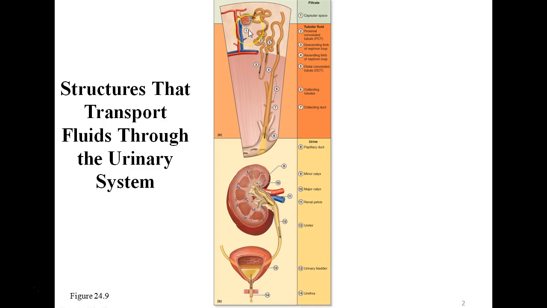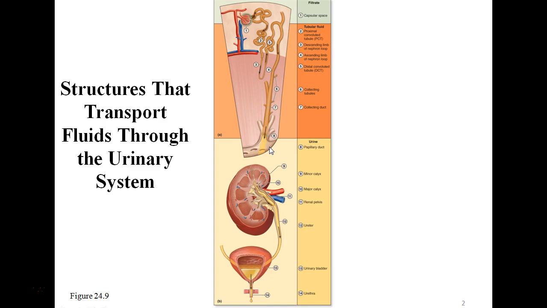After that, our filtrate moves through the proximal convoluted tubule, through a descending and ascending nephron loop, and then into a distal convoluted tubule. From there, our filtrate has changed dramatically, where it then starts turning into urine. Here we move through the collecting ducts and end up in the medulla of the kidney. And these collecting ducts then lead into a papillary duct, and these papillary ducts then lead into the calyces.